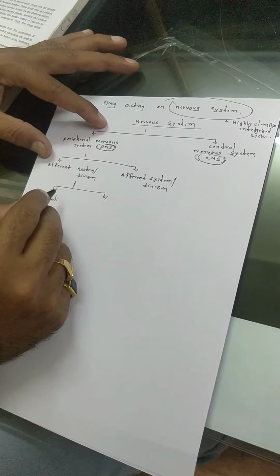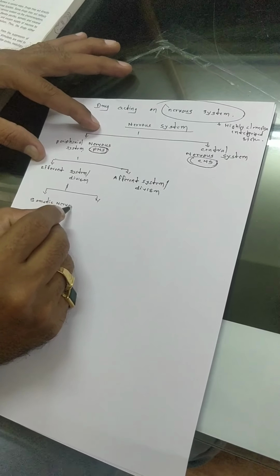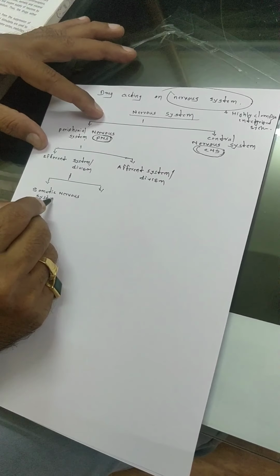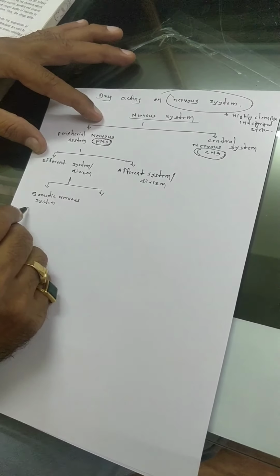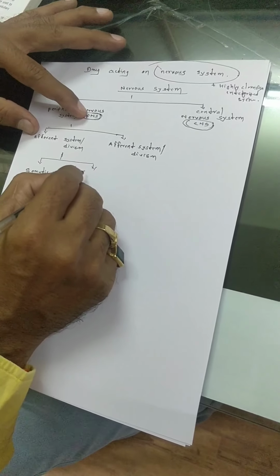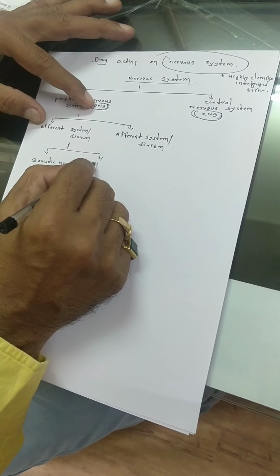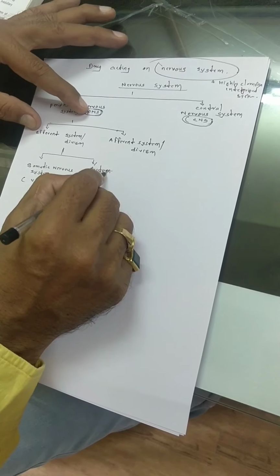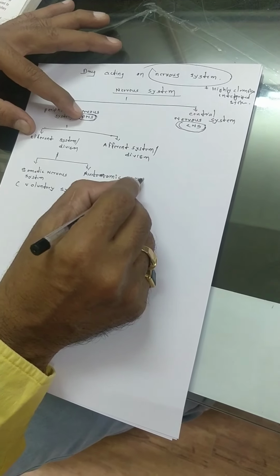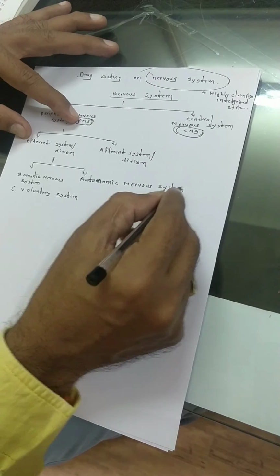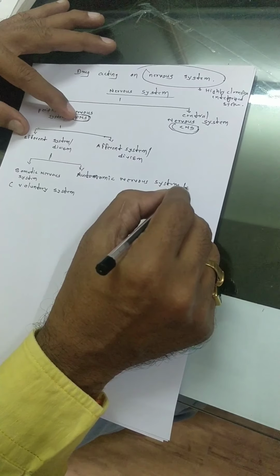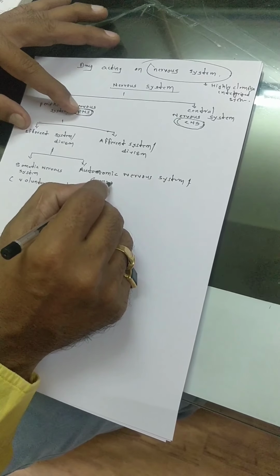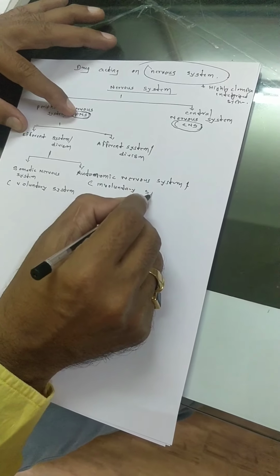Somatic nervous system, or it is also known as voluntary system. And the second class is autonomic nervous system, or involuntary system.